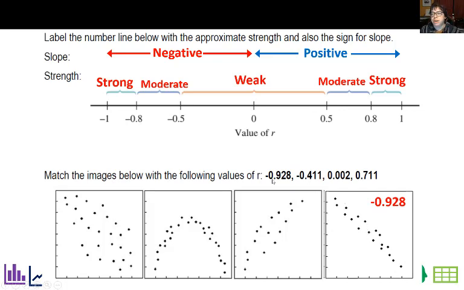-0.411 is also the negative slope, so it's probably this one. And that's kind of in the weak area, which fits the pattern that we're seeing here. 0.002 is very weak, and it could be positive or negative, and we're going to say that goes with this picture right here. And then finally, 0.711, well, that's positive slope, and it's almost as strong as this one going in the positive direction, so it would be this image right here.